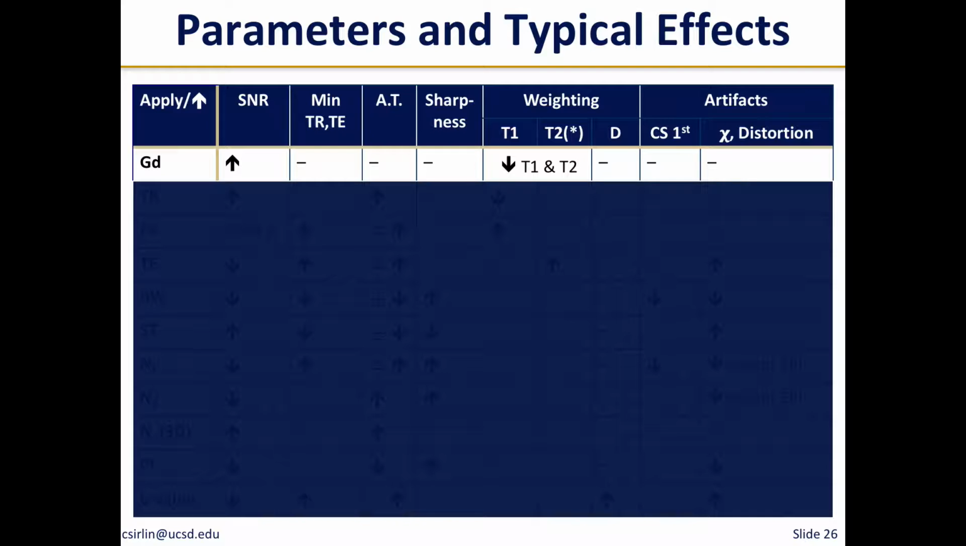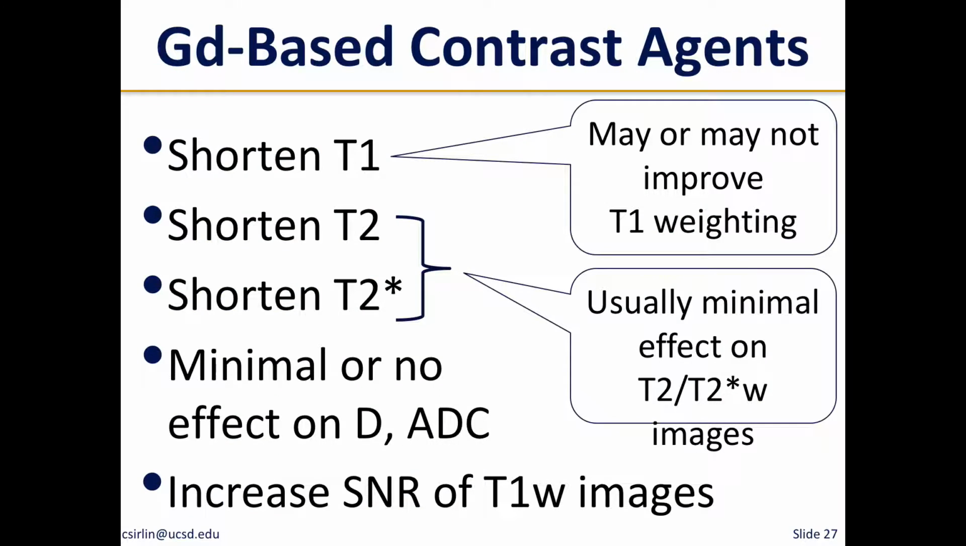So gadolinium, all other things being equal, increases your SNR and decreases the T1 and T2 relaxation times. So gadolinium always shortens the T1, and depending on your imaging sequence, that may or may not improve the T1 weighting. Gadolinium always shortens T2 and T2 star, but depending on how much gadolinium you gave, and depending on the sequence, it usually will have minimal effects on T2 or T2 star weighted imaging.